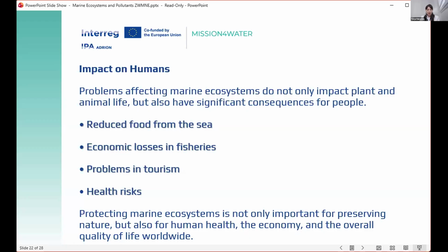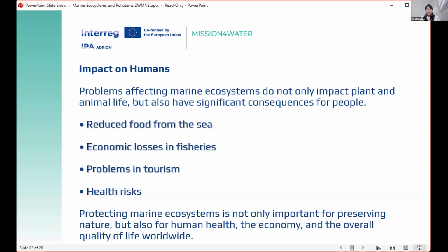Economic losses in fisheries are another one. Fisheries are an important economic sector in many countries. When fish stocks decline due to pollution or climate change, fishermen earn less income and entire local communities can be economically affected. The third one is a problem in tourism, because polluted beaches, damaged coral reefs, and reduced attractiveness of coastal areas negatively affect tourism. Fewer tourists also mean lower incomes for hotels, restaurants, and other tourism-related businesses.